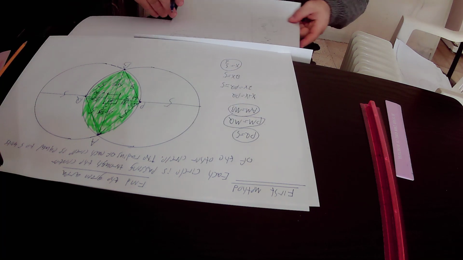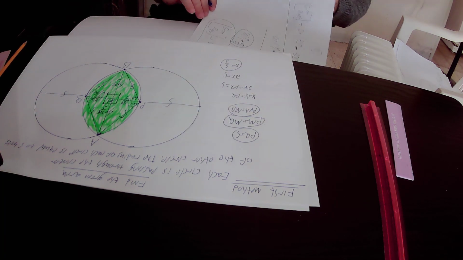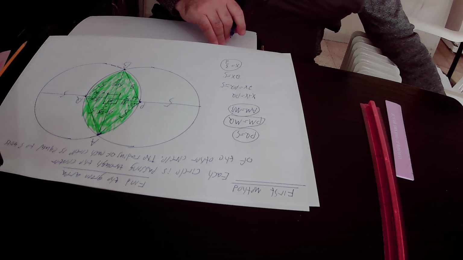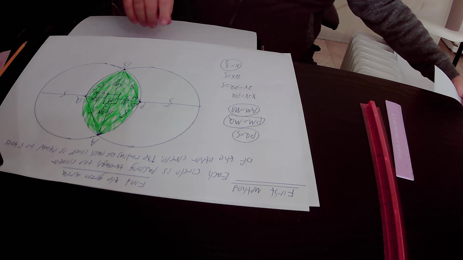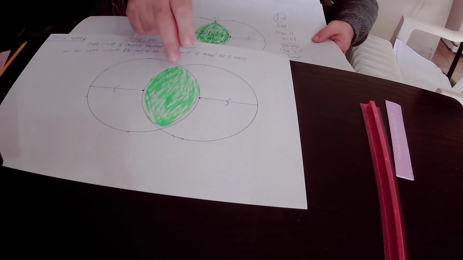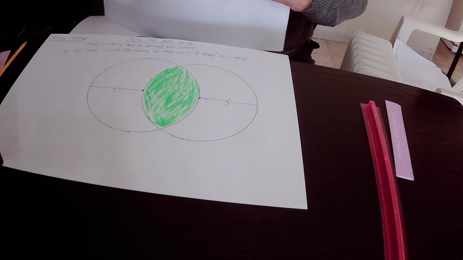So we finished with the first method, and in the next step I will present to you how to find the area of this green shape according to the second method.